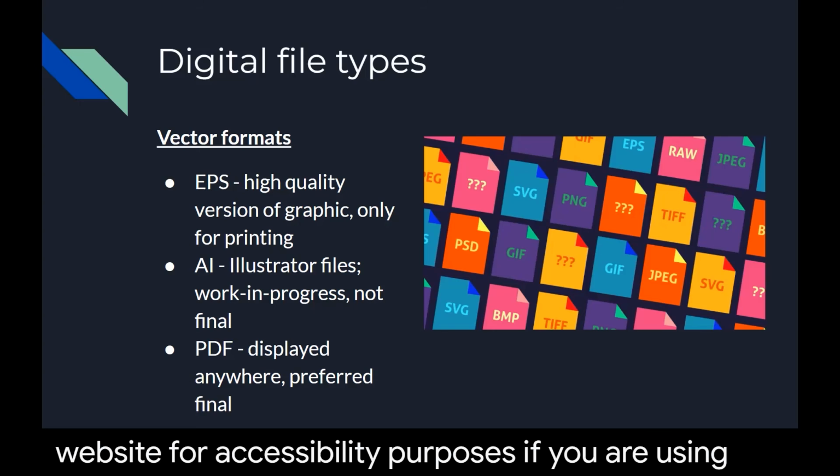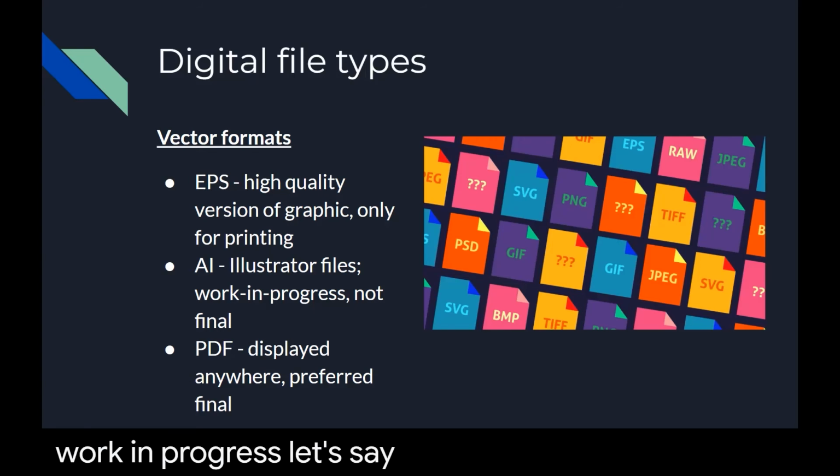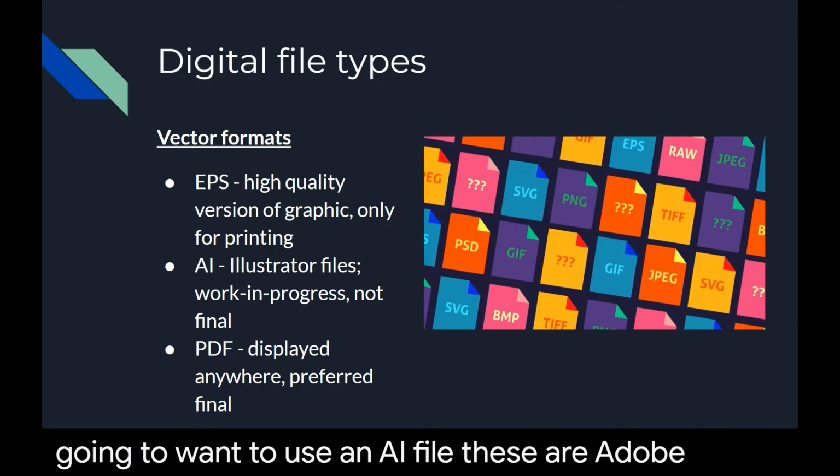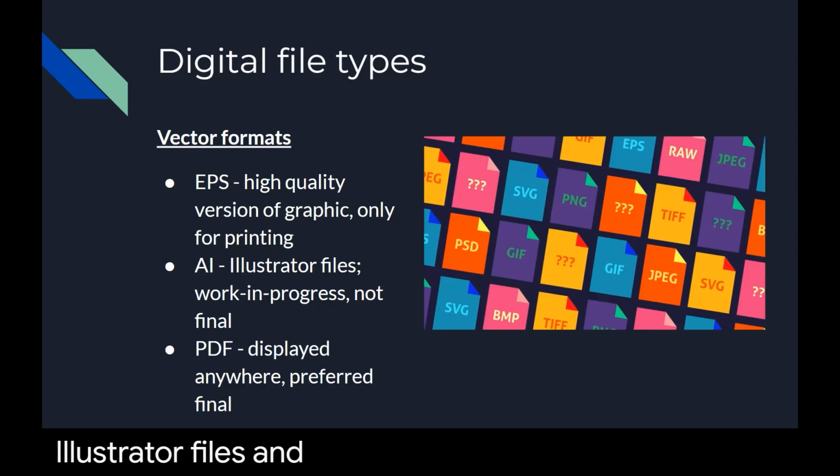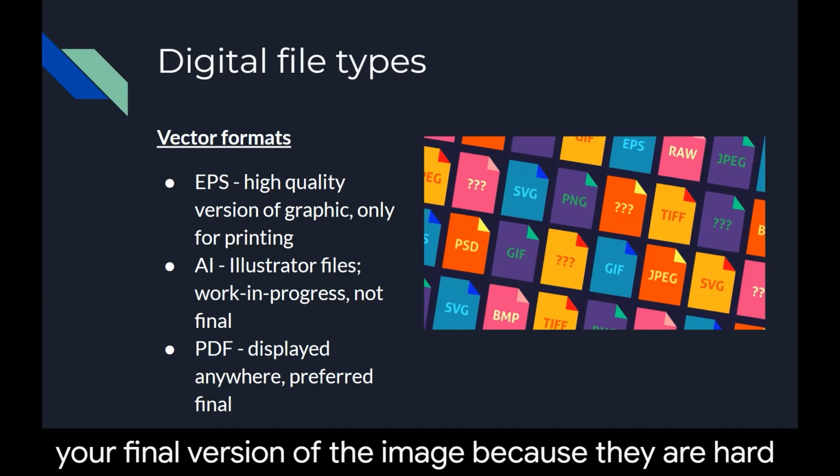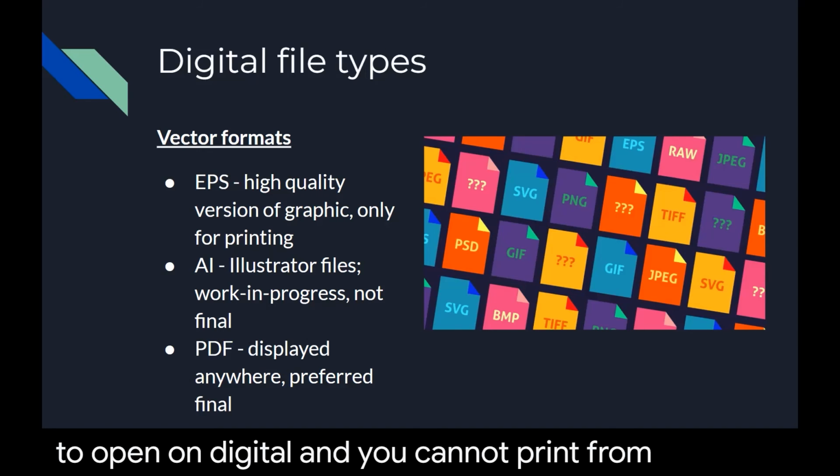If you are using a work in progress, let's say you and a teammate are sharing a file back and forth on a design, then you're going to want to use an AI file. These are Adobe Illustrator files, and you should never use an AI file for your final version of the image because they are hard to open on digital and you cannot print from them.